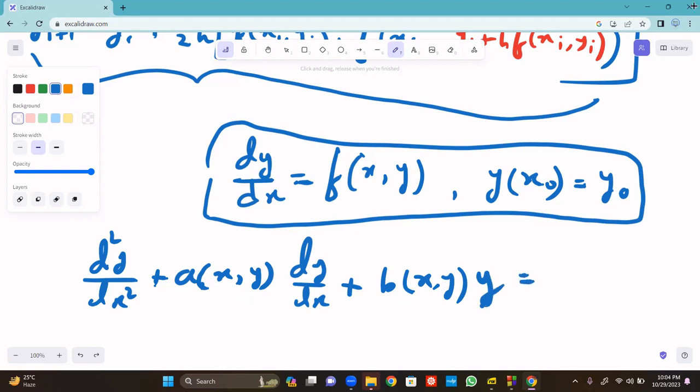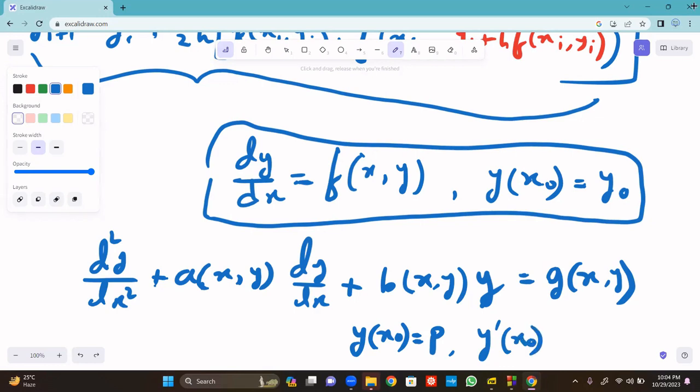Equals to some, say, g of x, y, with the initial conditions y at x naught is p, and y dash at x naught is q. Since it is an initial value problem, the initial conditions should be given at the same point. And since this is a second order differential equation, we must be given two initial conditions so that we can find the value of both the arbitrary constants.